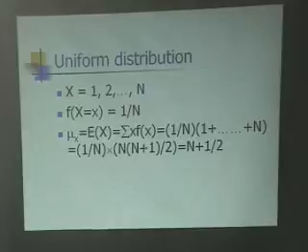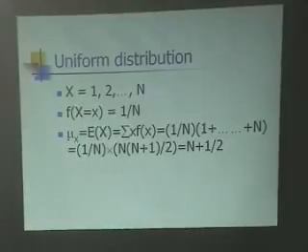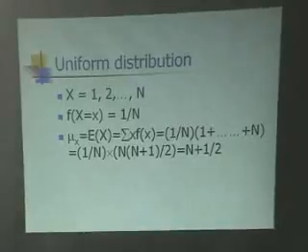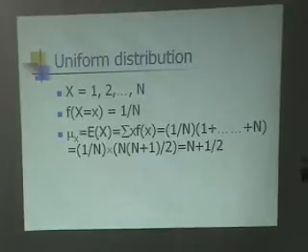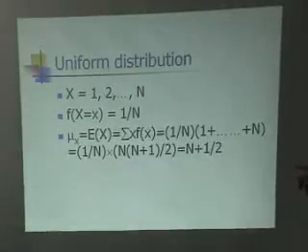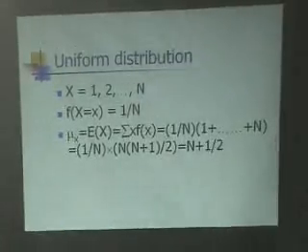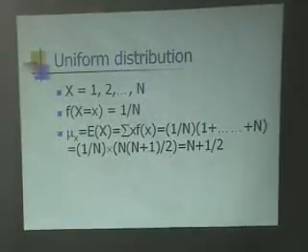Okay, so we have the uniform distribution. The value of x can be from 1, 2 to n. So what does that mean? The probability of x, here we use f(x), is the probability. Because you have n numbers, the probability of each number to show up is 1 over n. And the same thing, you are required to calculate the expectation.